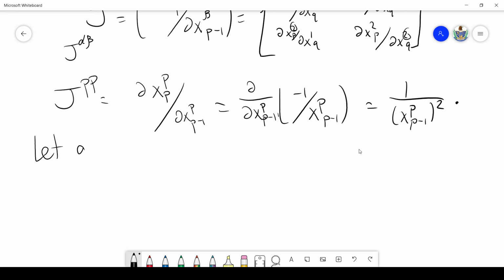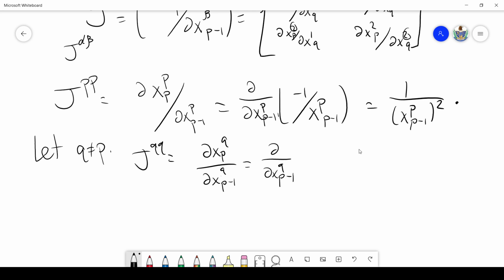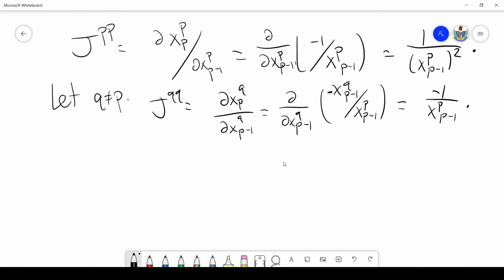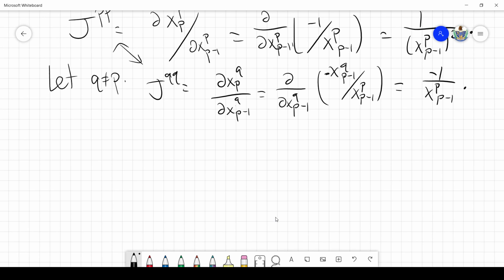Now let q be different than p. J_qq is going to be the derivative of x_pq with respect to x_qp minus 1. We showed that x_qp is negative x_qp minus 1 over x_pp minus 1, and so the derivative of this will be negative 1 over x_pp minus 1. So these are the diagonal terms of the Jacobian.